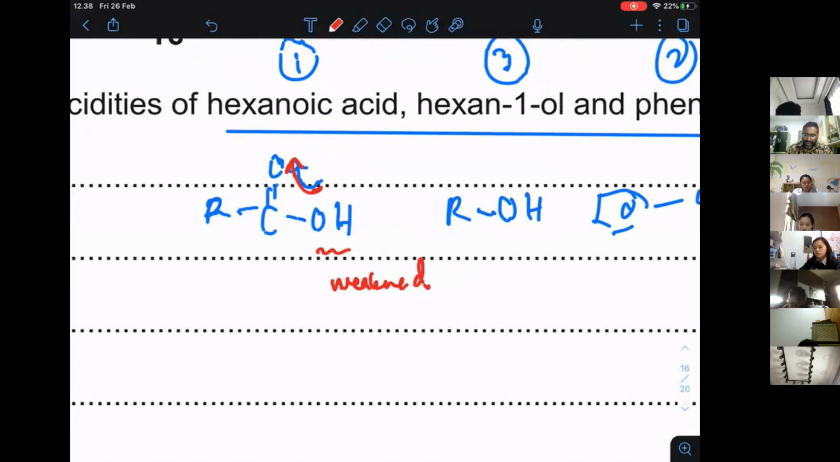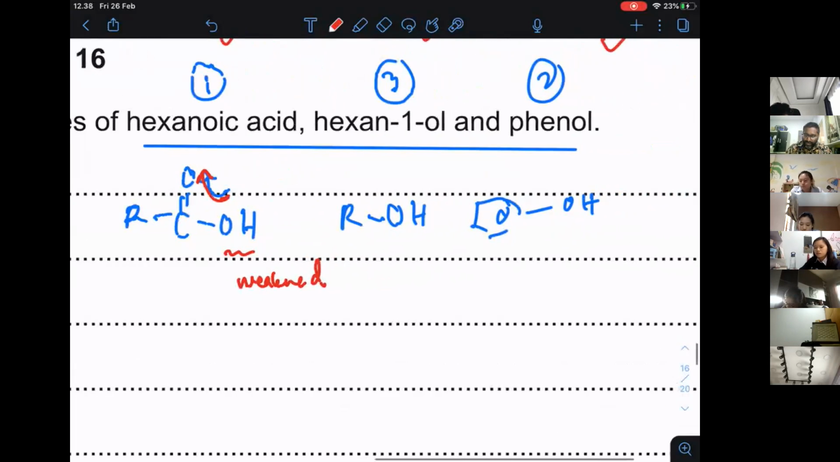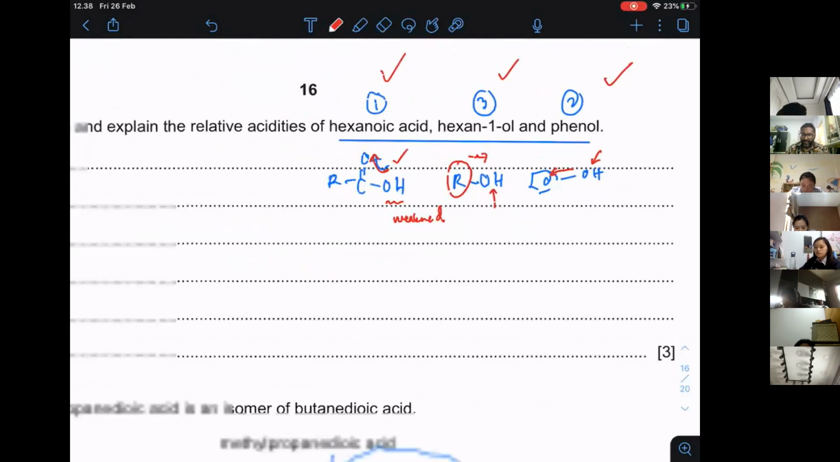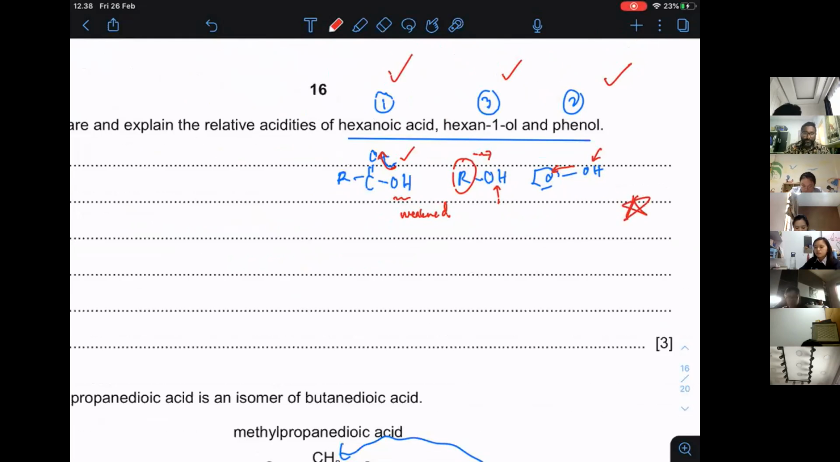The same applies to phenol, but it's not weakened that much, because the electrons become delocalized into the benzene ring. So this bond is also going to be weaker, but not as weak as this. For a normal alcohol, the R group is an electron donating group. When it donates electrons, the bond between O and H is going to be stronger, so the bond cannot be broken easily. Please look at the marking key and explain accordingly. This one I'll leave to you.